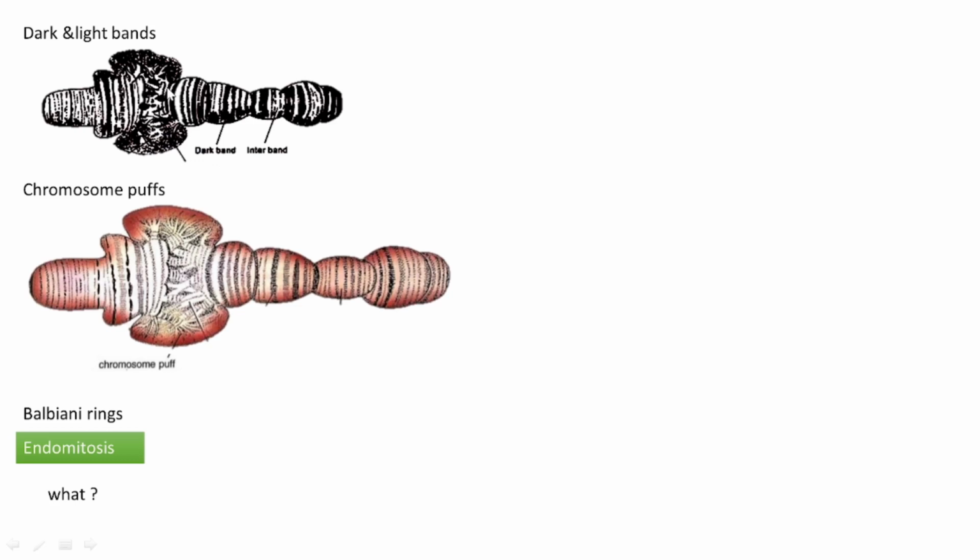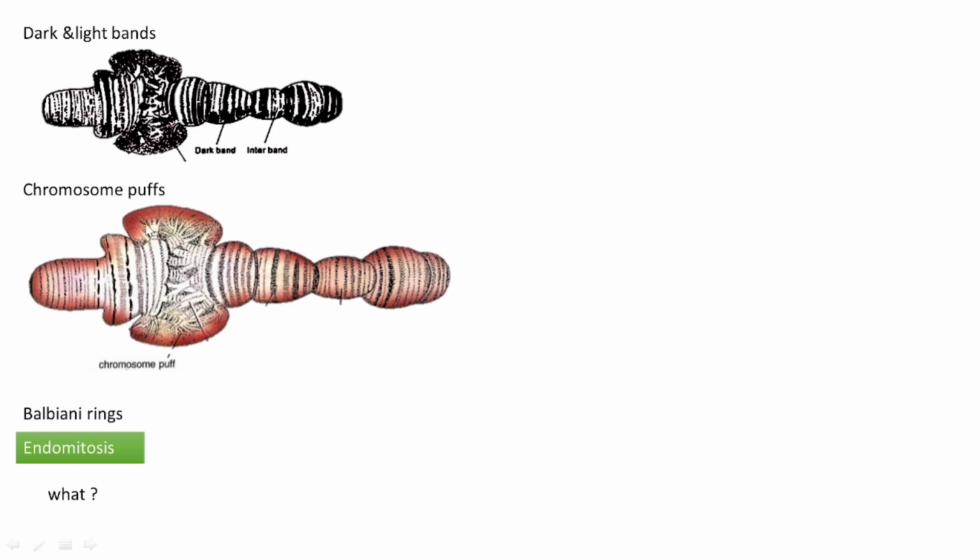When we apply acetocarmine stain on this polythene chromosome, acetocarmine being a stain meant for staining DNA, we can see the heterochromatic and euchromatic regions as dark and light bands. Then another term, chromosome puffs. All these points you need to write when such a question on polythene chromosome comes in your examination. What is chromosome? What are dark and light bands? What are chromosome puffs? What is DNA content? What is chromocenter? All these points you need to add.